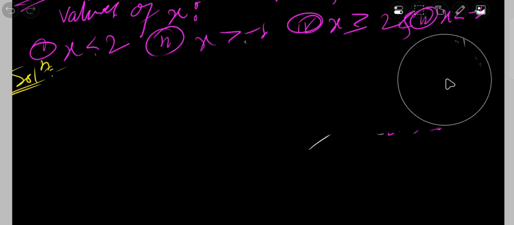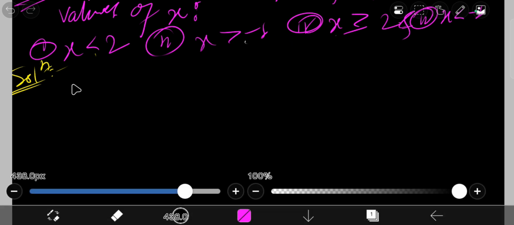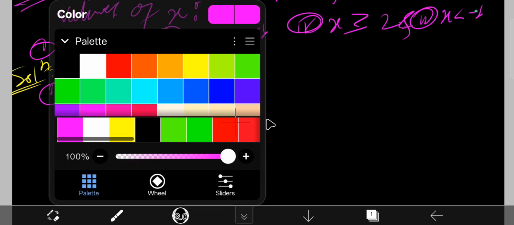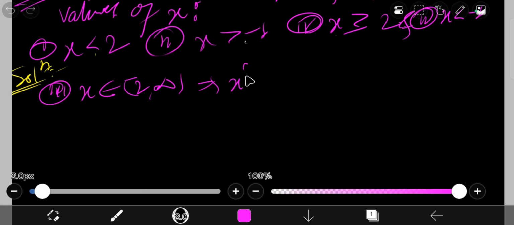Now here we solve the third point. For the third point, x is greater than or equal to 2, meaning we write x belongs to closed interval 2 to infinity. When we square this, x square belongs to 4 to infinity. Yes, this is our answer.